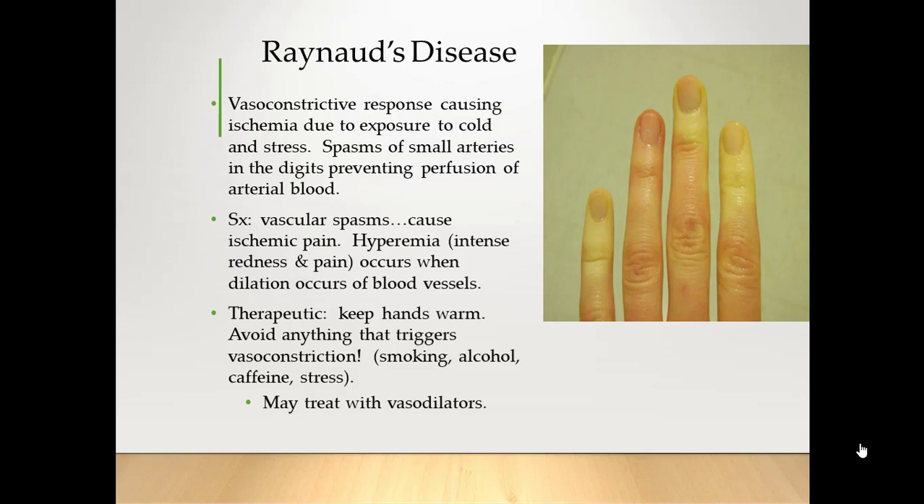It's very painful. Once the vessels are done spasming, the hands are going to turn bright red because there's hyperemia, because all that blood flow is rushing back to those fingers. So treatment for it is basically keep the hands warm and try and avoid anything that triggers the vasoconstriction. All the bad habits like smoking, drinking, caffeine, stress will actually cause exacerbations of Raynaud's.